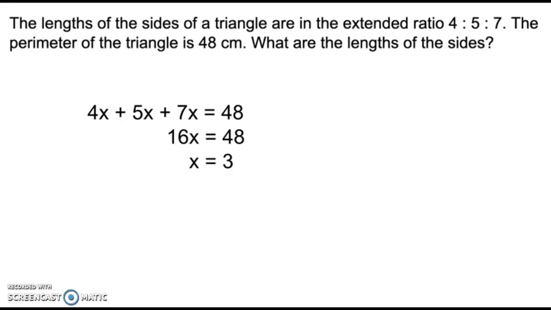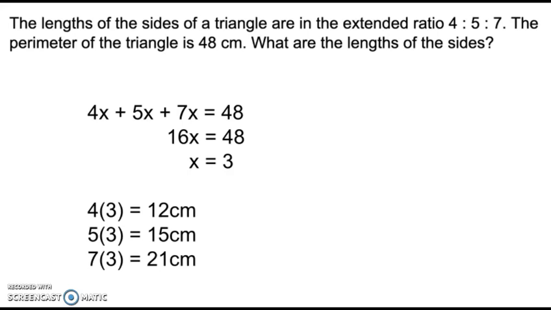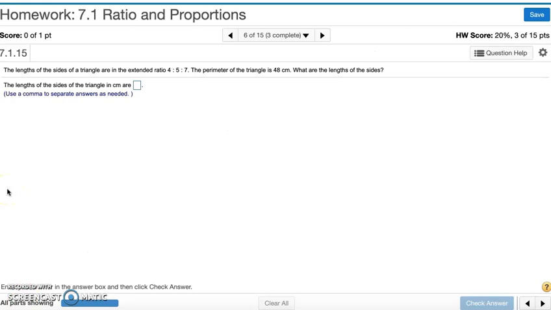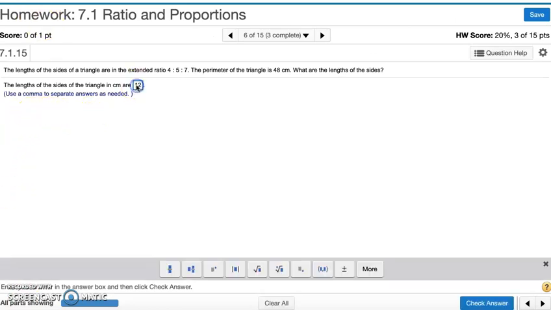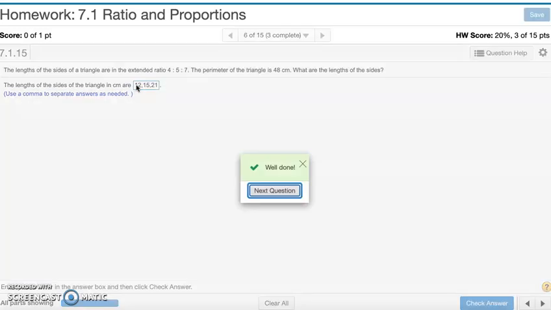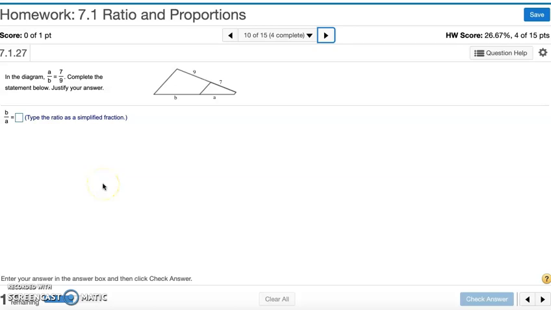Now to find the lengths, multiply 3 by each of our numbers. So we'll get 4 times 3 is 12, 5 times 3 is 15, and 7 times 3 is 21. So those are our lengths, so let's type them in. It says to use a comma to separate our answers. So 12, comma 15, comma 21. And that's number 6.